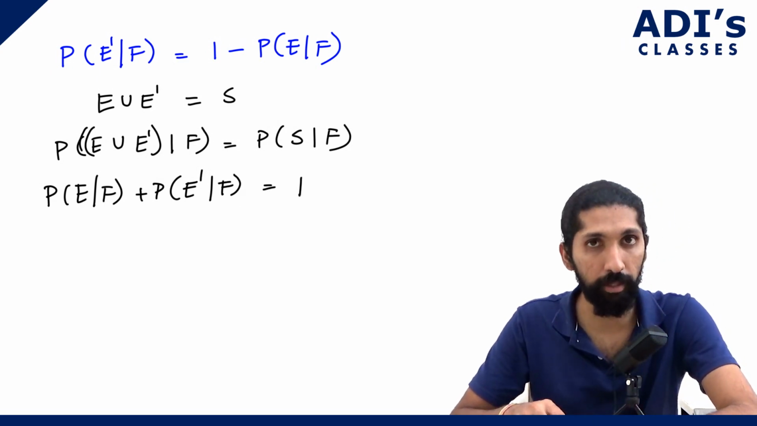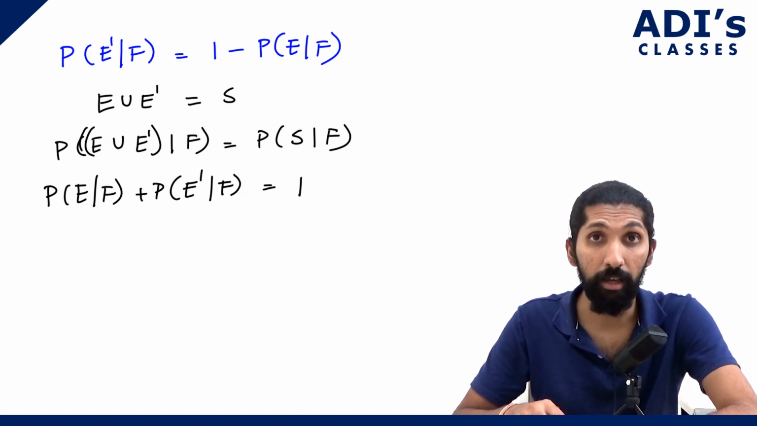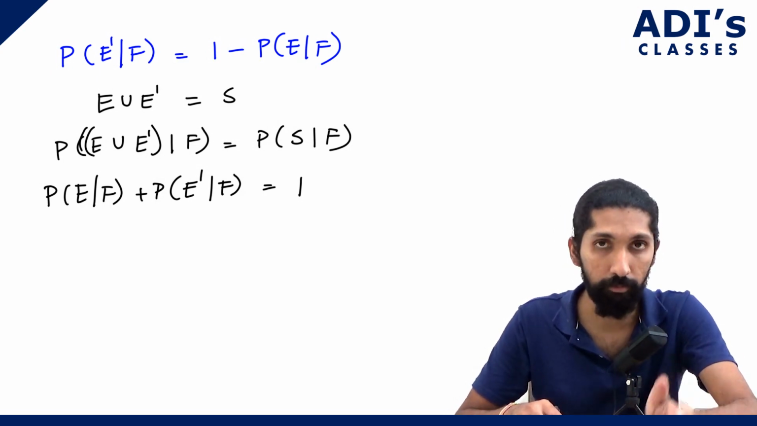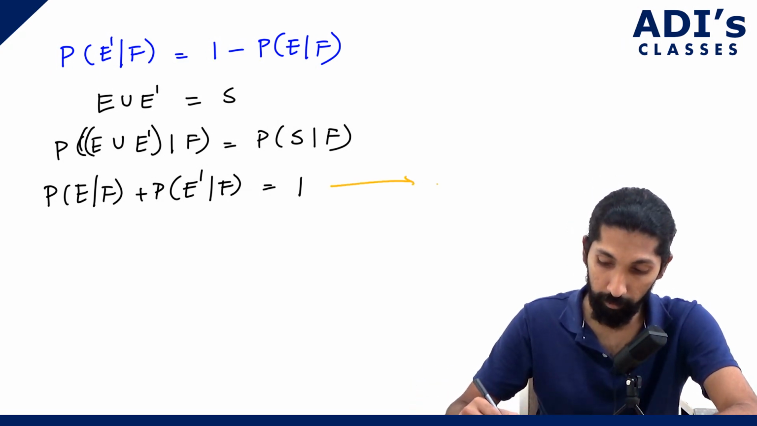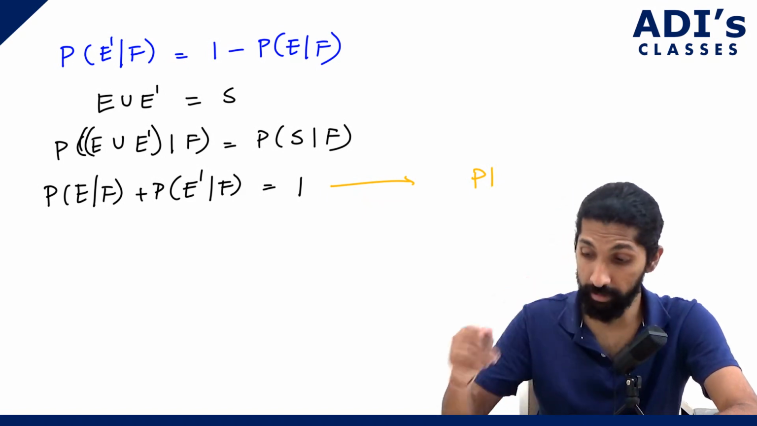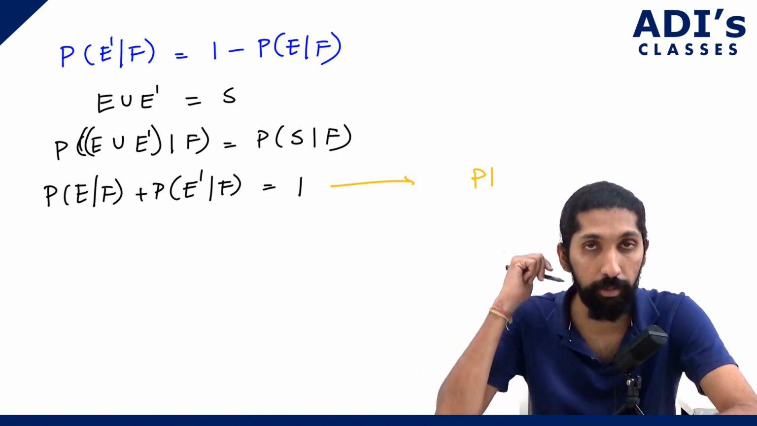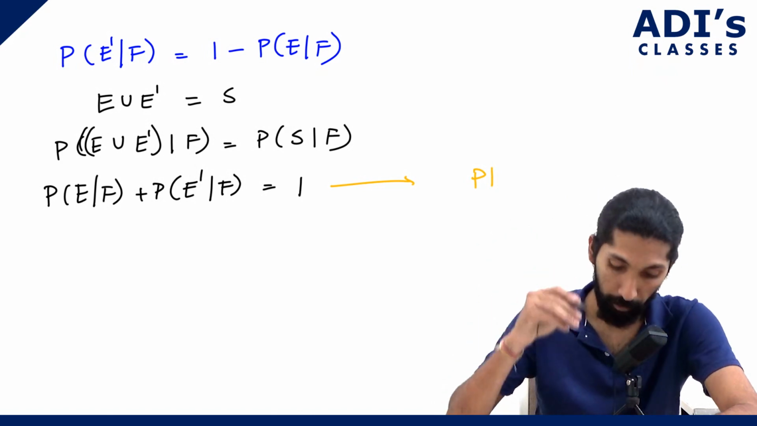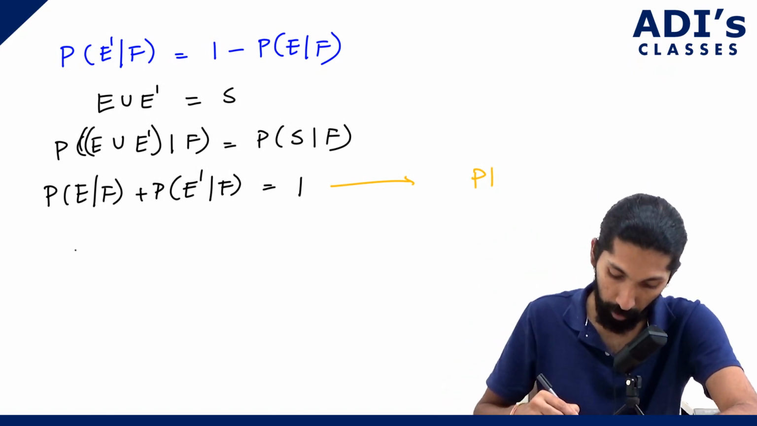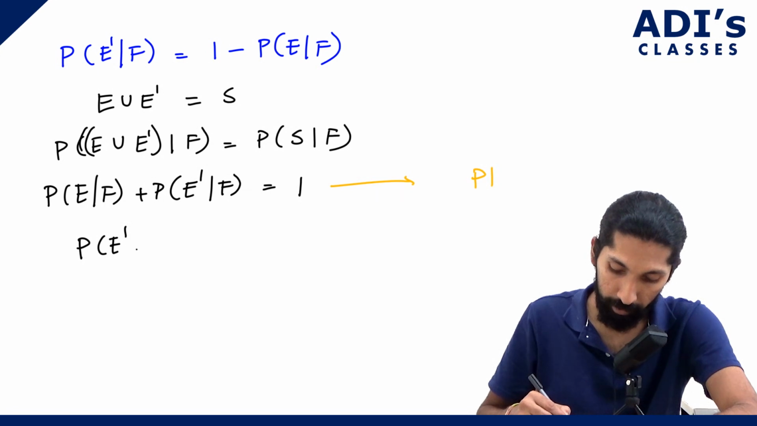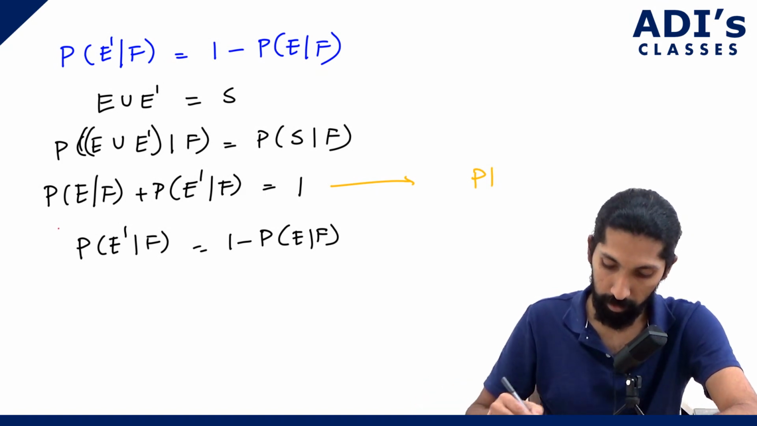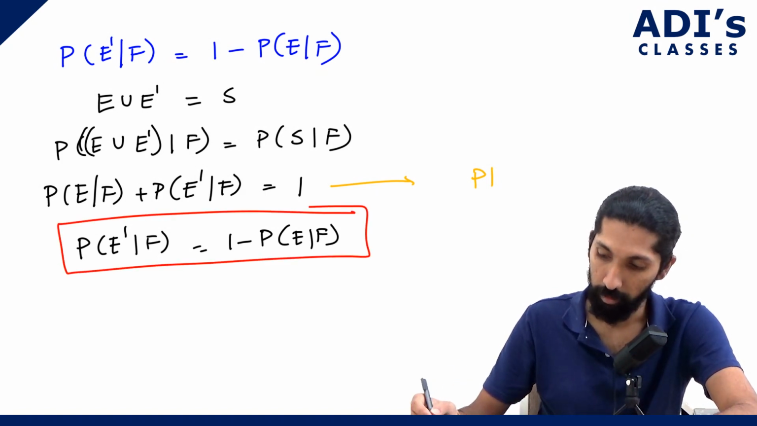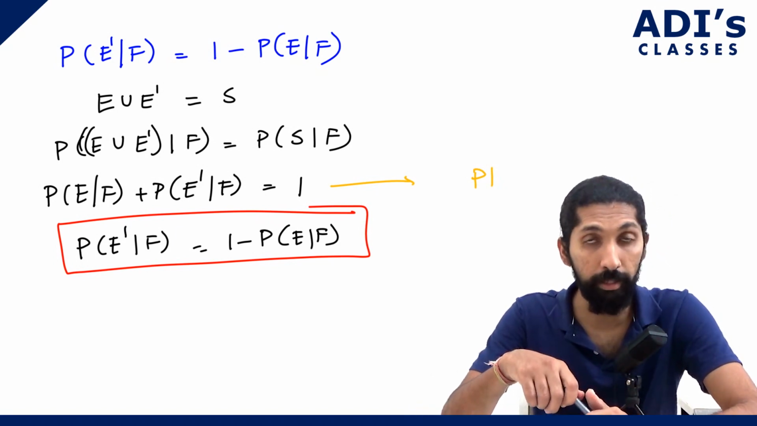Isn't that the first property, P of S given A, or P of S given F, whatever the event? So the total of 1 is from the first property and the disjoint part is from the second property. So what do we have here? P of E complement given F is equal to 1 minus P of E given F. This is the proof for the third property.